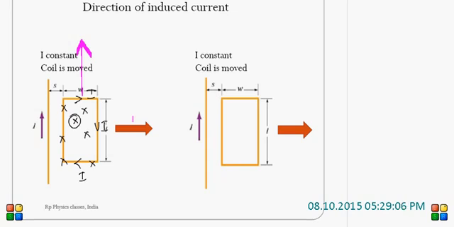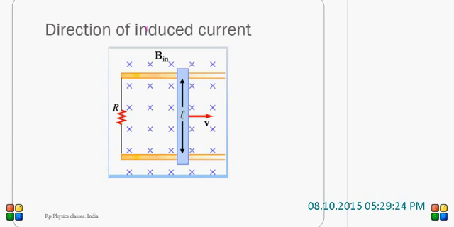Okay. So here also the same thing. If the coil is moved this side, the same story. Here if you move it down or up, no induced current. There will be induced current, that too in the clockwise direction, only if you move it towards right. And last but not the least, a very interesting example.